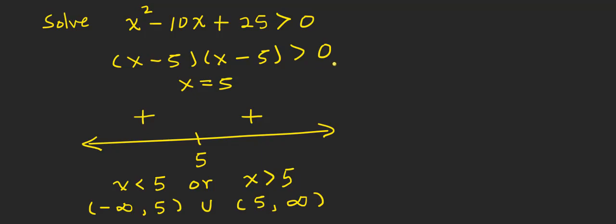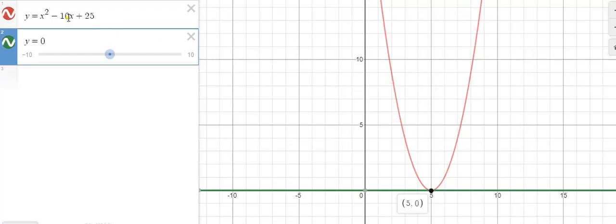So what does it mean graphically? Graphically, we need to find when x squared minus 10x plus 25 is greater than 0, right? So notice x squared minus 10x plus 25 is above y equals 0 everywhere except when x equals 5. That's why the answer came out like that.